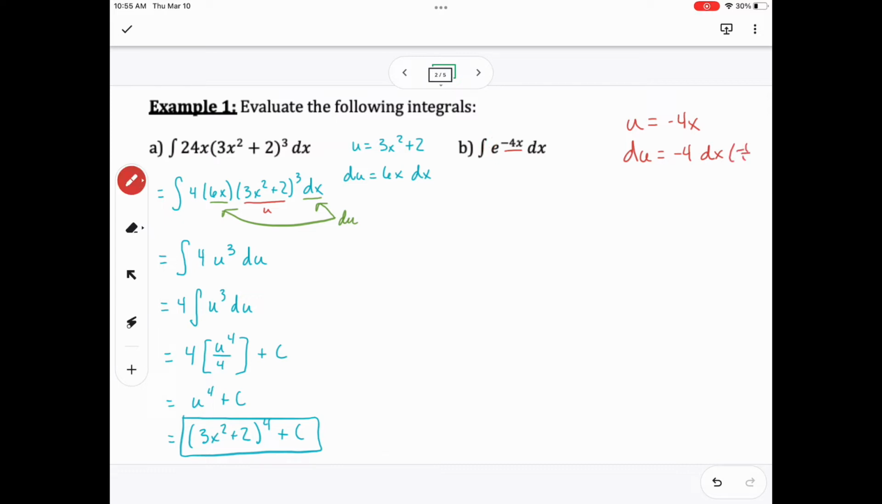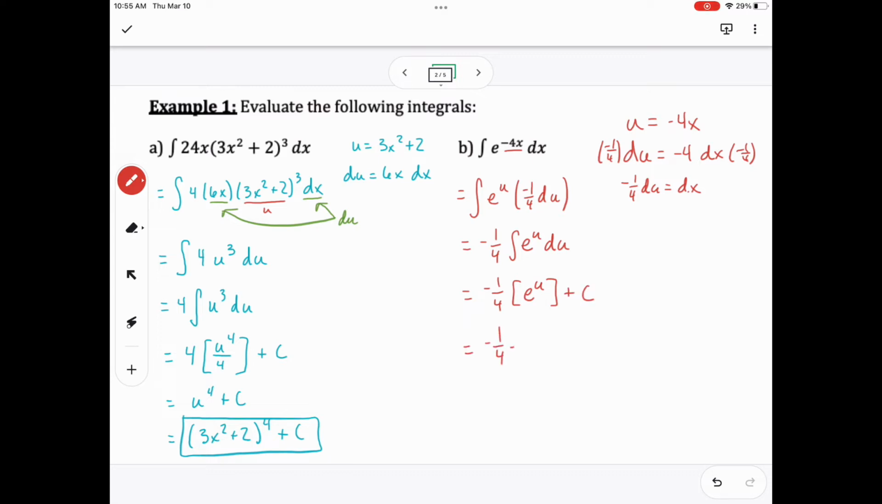For letter B, we have e to the negative 4x dx. So we'll set u equal to negative 4x, because that's the inside portion. Here, as you notice, there is no negative 4 when we take that derivative in our integral. So we'll need to rewrite the du portion so that we can include the negative 1/4, the opposite, into our integral. We can move that out front because it's a constant. That allows us to find the integral of e to the u, which is just e to the u, then plug in what u is to get our final answer.